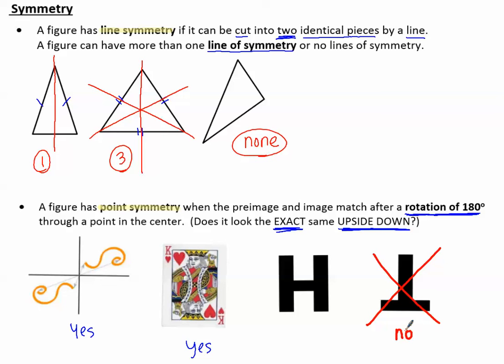So a T does not have point symmetry, but the H does. There are lots of other figures out there that have point symmetry. Can you identify some of them?